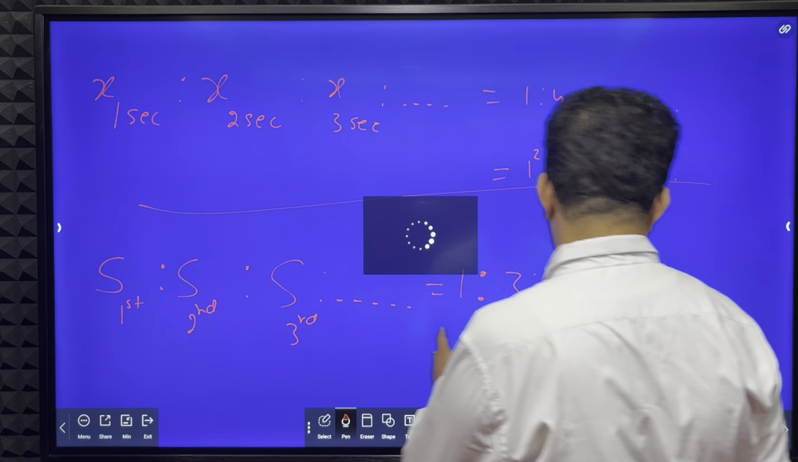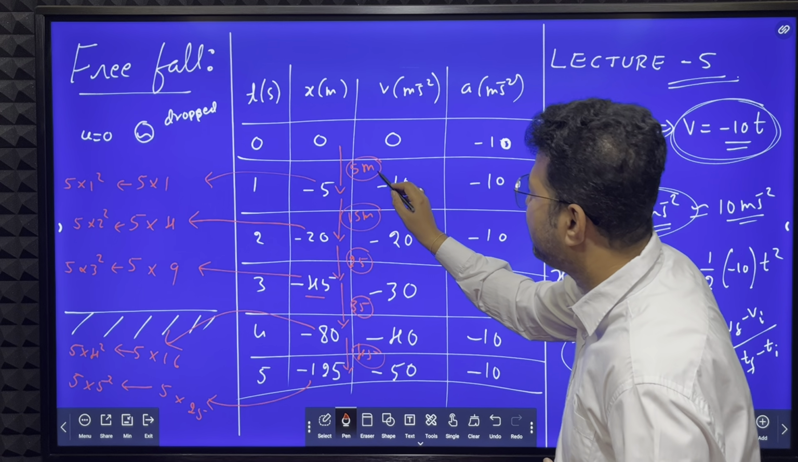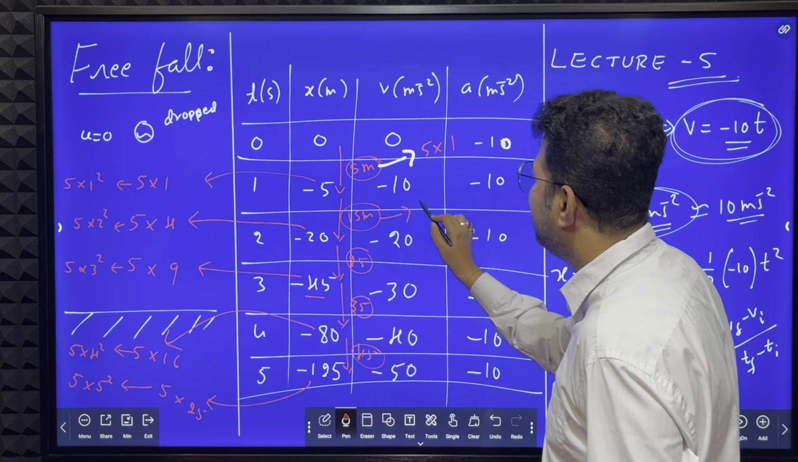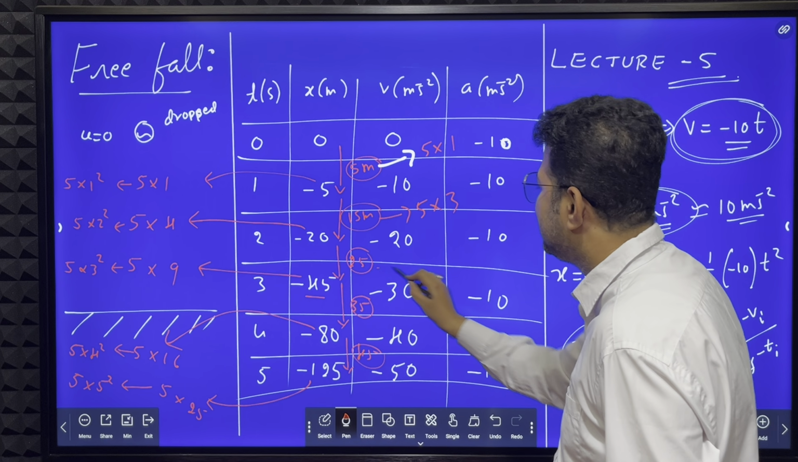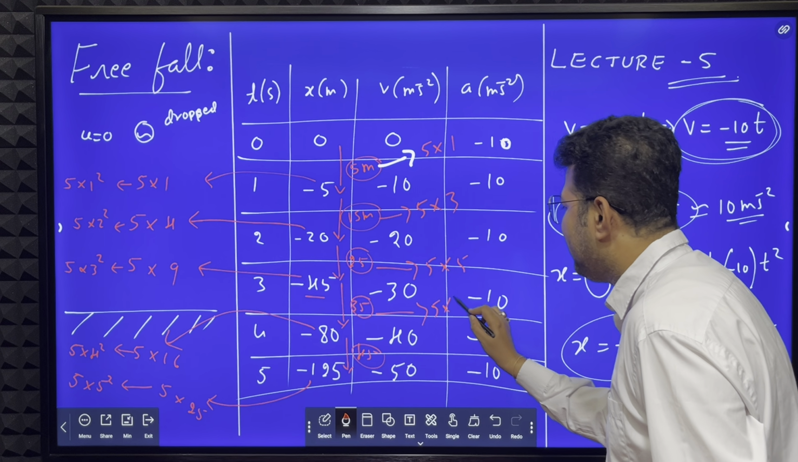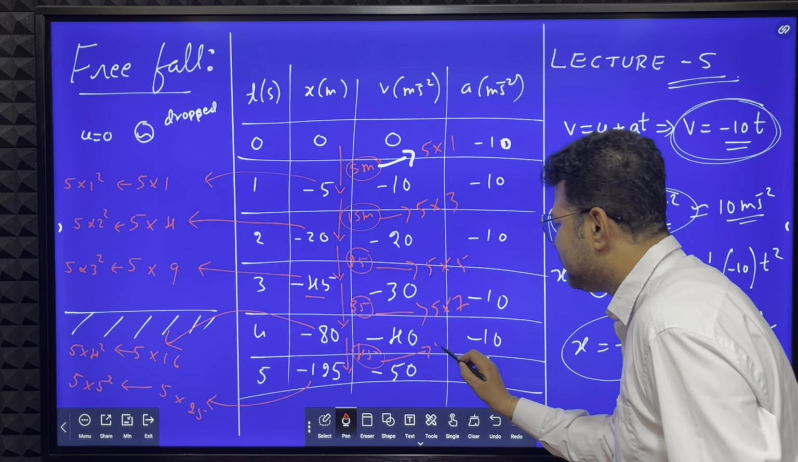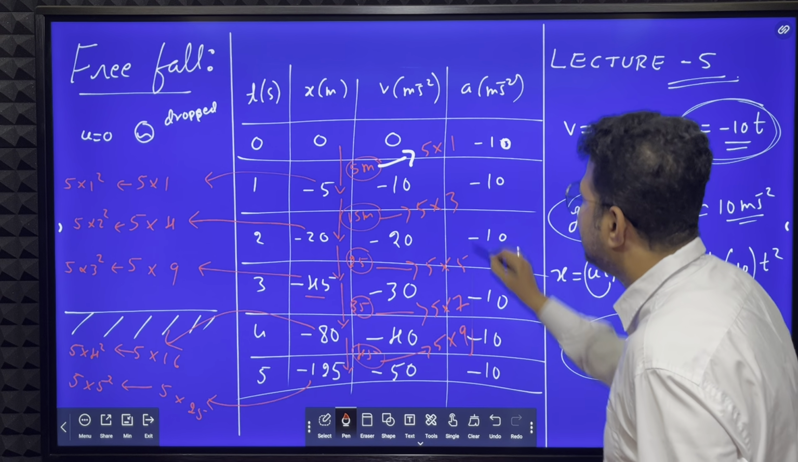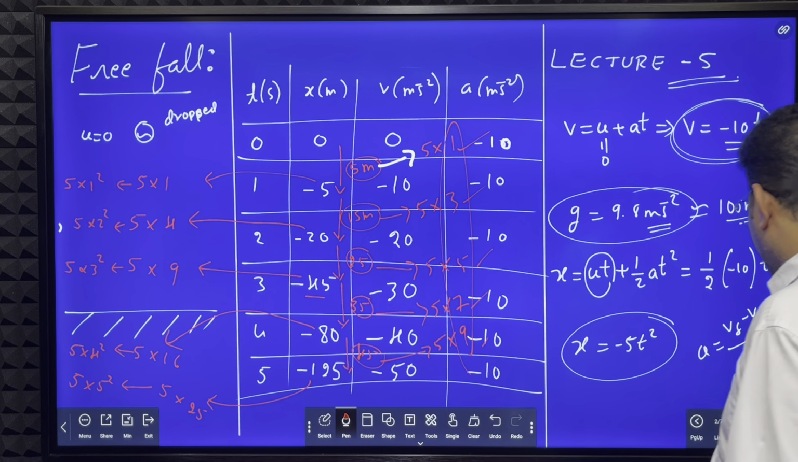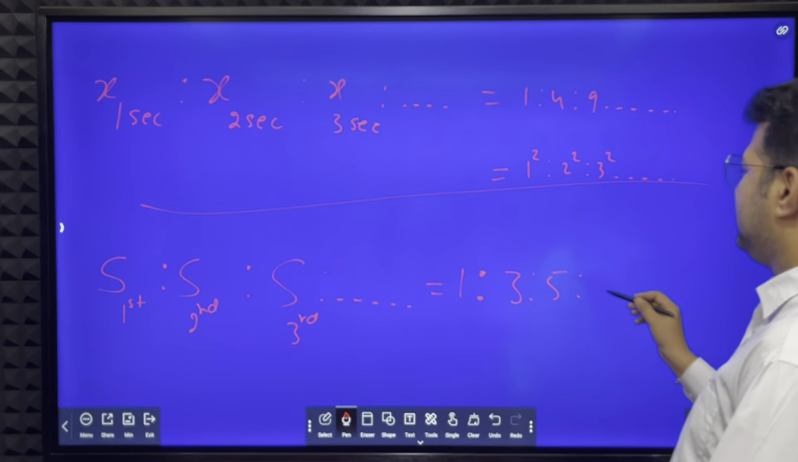See this. What is this? 5 can be written as 5 into 1. 15 can be written as 5 into 3. This can be written as 5 into 5. This can be written as 5 into 7. This can be written as 5 into 9. See the ratio: 1:3:5:7:9. So therefore, the ratio is 1:3:5.